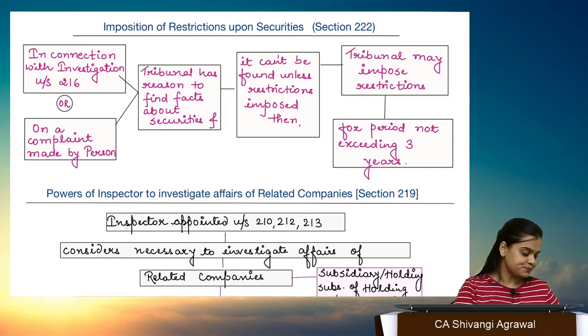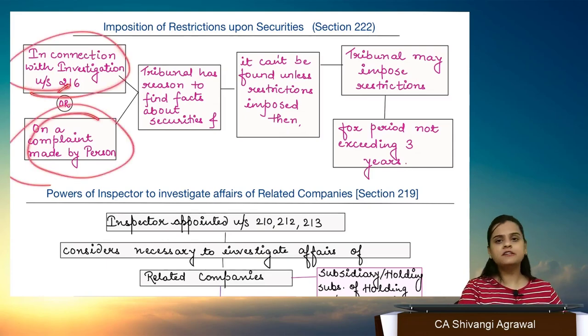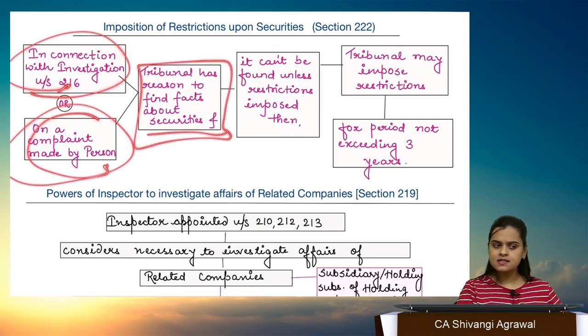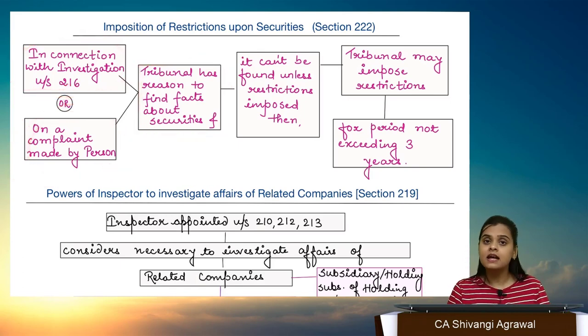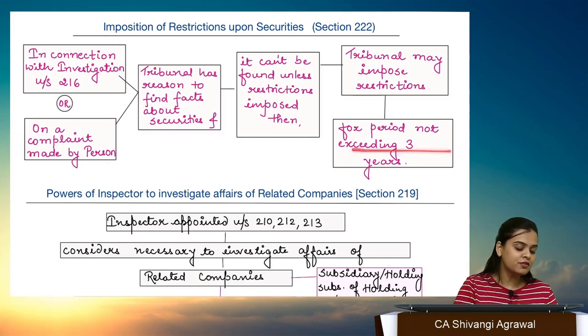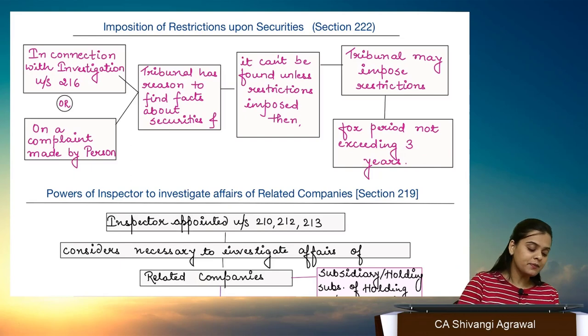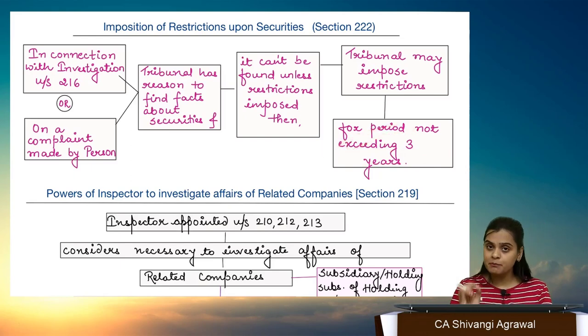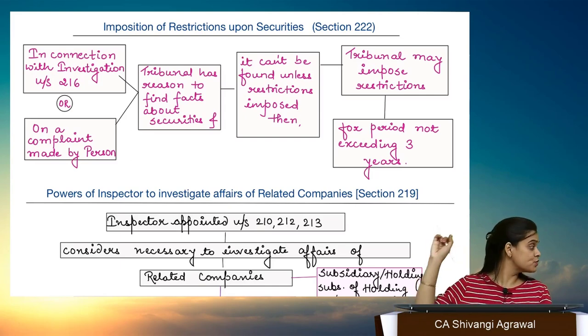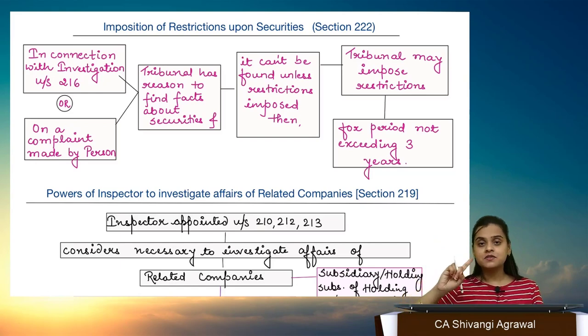In such a situation, or if any person files a complaint, then the tribunal understands that it must find out the details about this particular security, and to find out the details it must put some restrictions. In such a situation, the tribunal can put restrictions, but not for more than 3 years. This is something very important for you to remember. The tribunal, although it has been given the power under section 222 to impose restrictions, yet the restrictions cannot be imposed for more than 3 years.